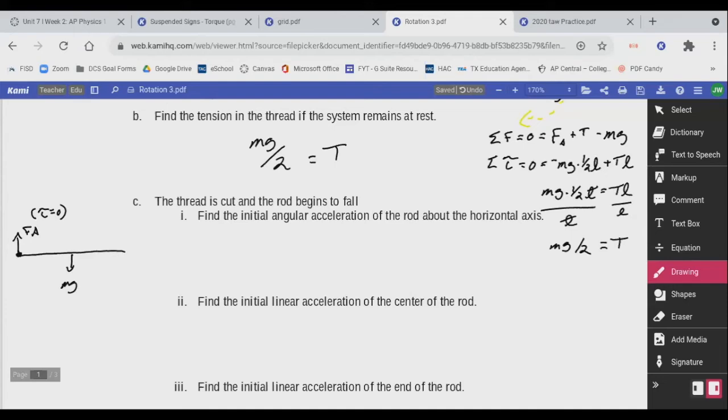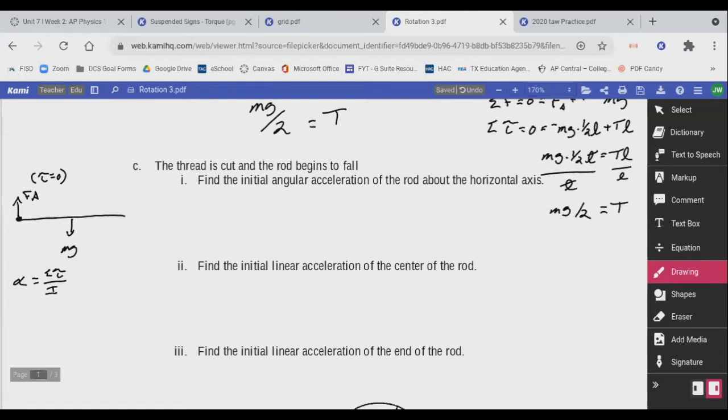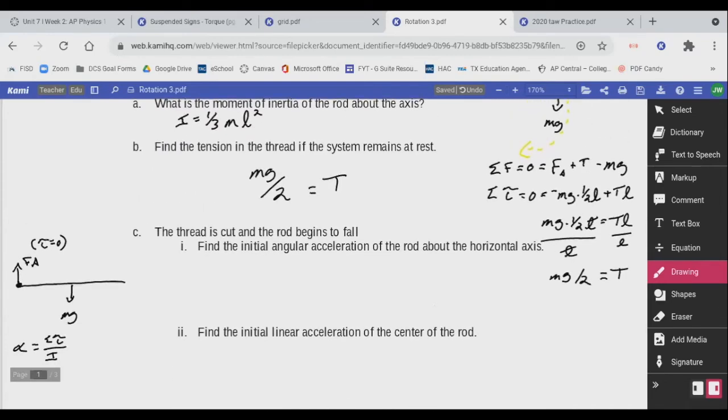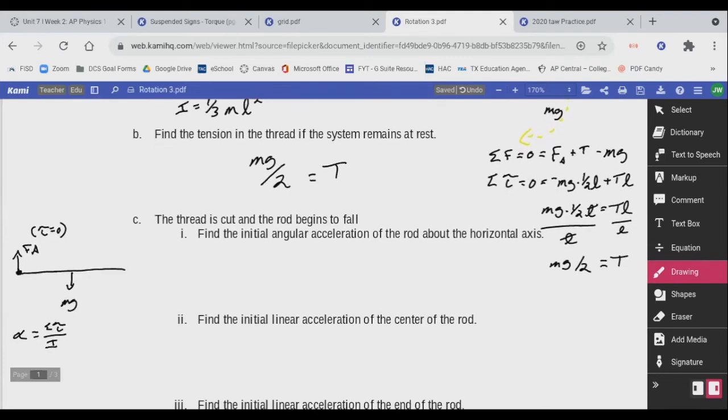We remember that angular acceleration is equal to the summation of torque divided by I, correct? That should be right-ish. Well, let's just say it is. And in the previous problem, in A, we said I is 1/3 ml squared. And then do we have torque? Well, we need to solve for torque, don't we? What would the torque of mg be? The torque from mg would equal what? That would be mg 1/2 L, wouldn't it?